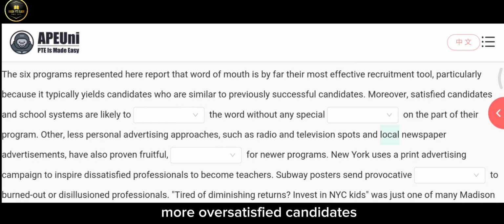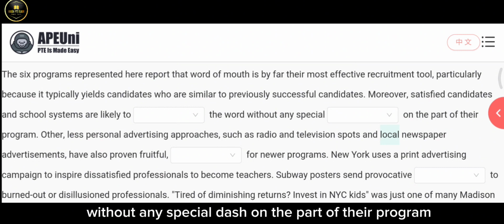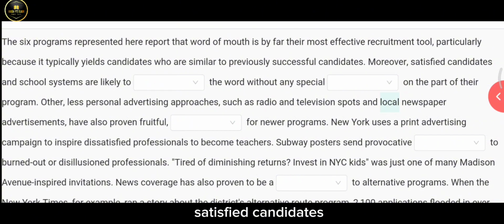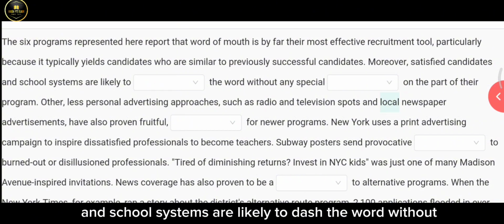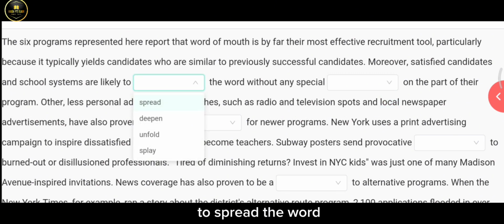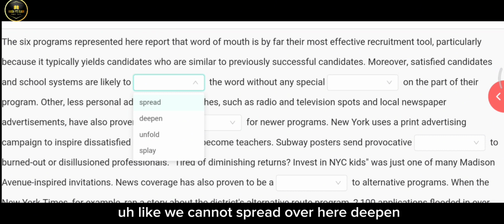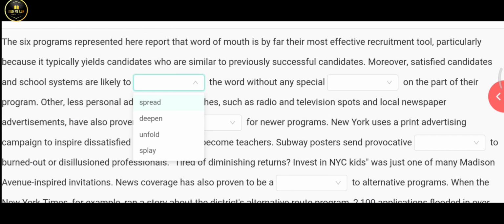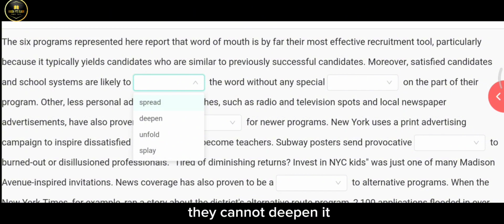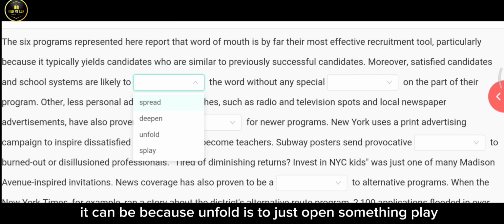Moreover, satisfied candidates and school systems are likely to dash the word without any special dash on the part of their program. As I know, according to grammar, there's a verb that comes after to. It means satisfied candidates and school systems are likely to dash the word, to catch or something like positive word, to spread the word. We cannot use spread over here. Deepen, it should not be like school systems are likely to deepen the word. No, they cannot deepen it. Deepen is to go deep into someone. Unfold the word, yes it can be, because unfold is to just open something. Splay, I'm not sure about that word.